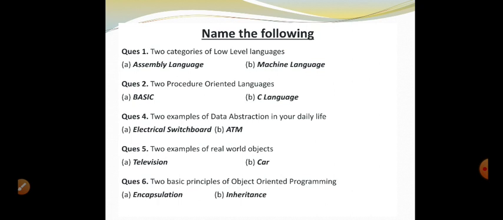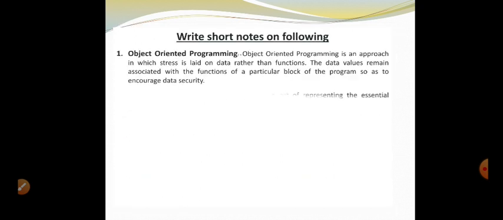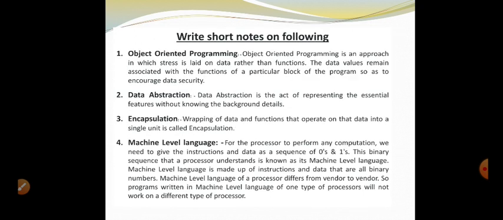Next, two examples of real world objects: television, car, bike, cycles, anything you can write. Then two basic principles of object oriented programming: encapsulation, inheritance, you can also write polymorphism, data abstraction. So this is the name the following. Next one, write short notes on the following.